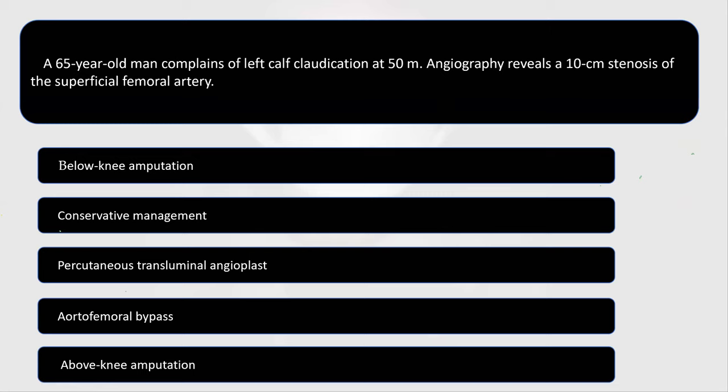A 65 years old man complains of left calf claudication at 50 meters. Angiography reveals a 10 centimeter stenosis of the superficial femoral artery. Options: below knee amputation, conservative management, percutaneous transluminal angioplasty, femoral bypass, and above knee amputation. So no indication for amputations. It is claudication at 50 meters, and the stenosis is long.